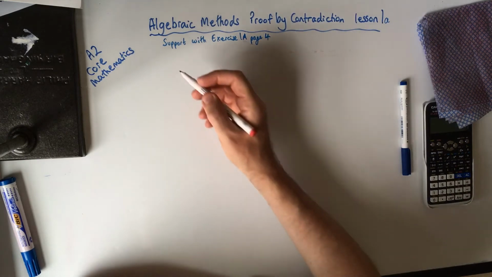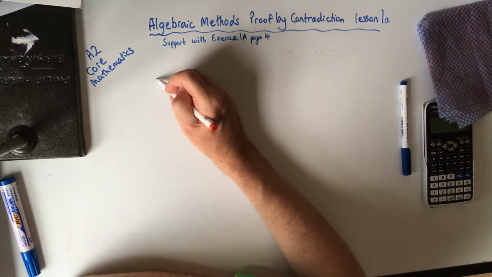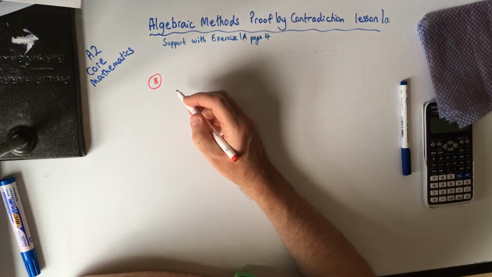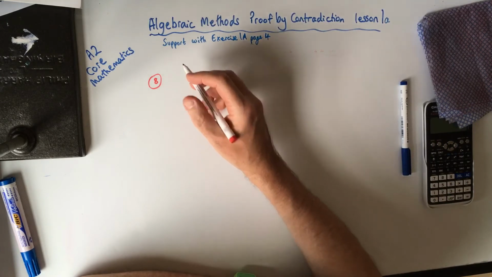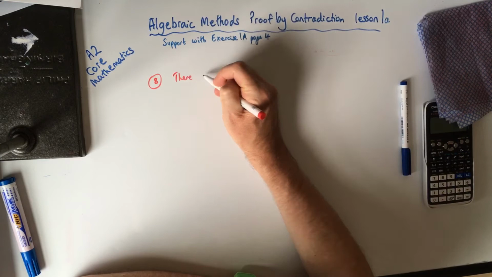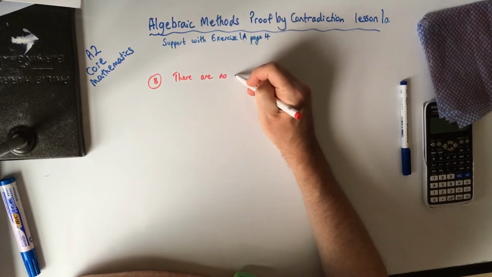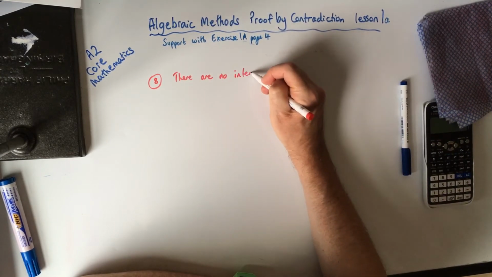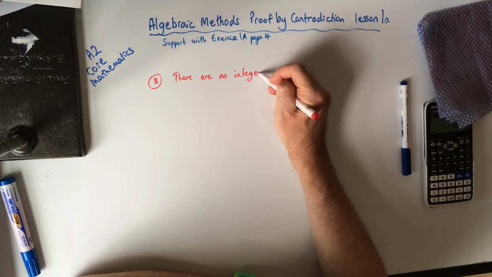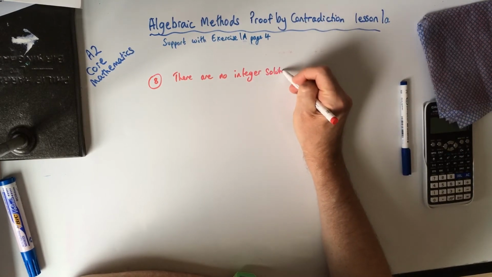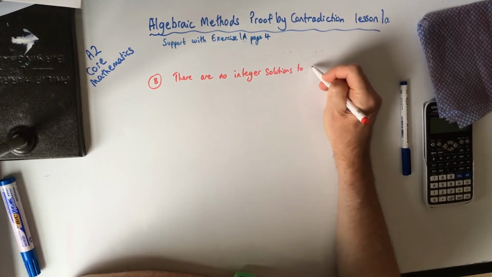But I thought I'd do number 8 for you. I'll do it in red. Use proof by contradiction to prove the statement: there are no integer solutions to the equation.